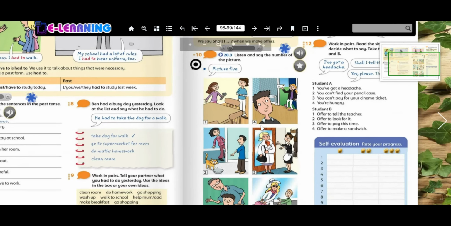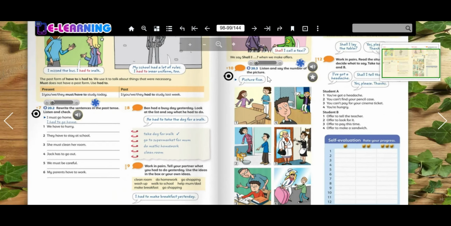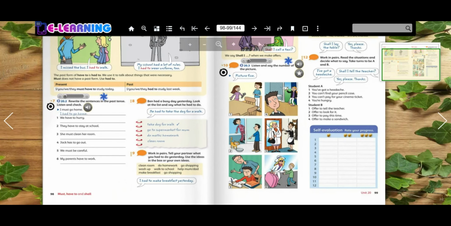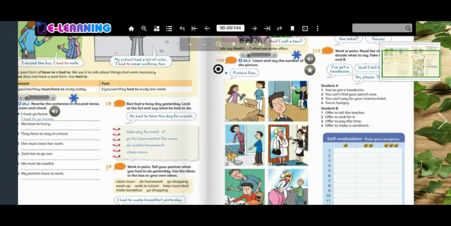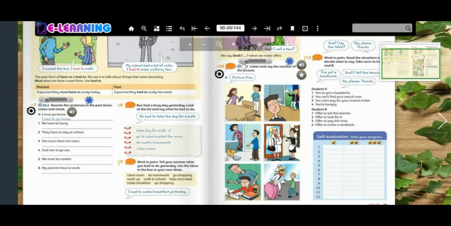Right? So exercise 10, listen and say the number of the picture. First of all, you need to look at the pictures very carefully. All right, so let's listen.